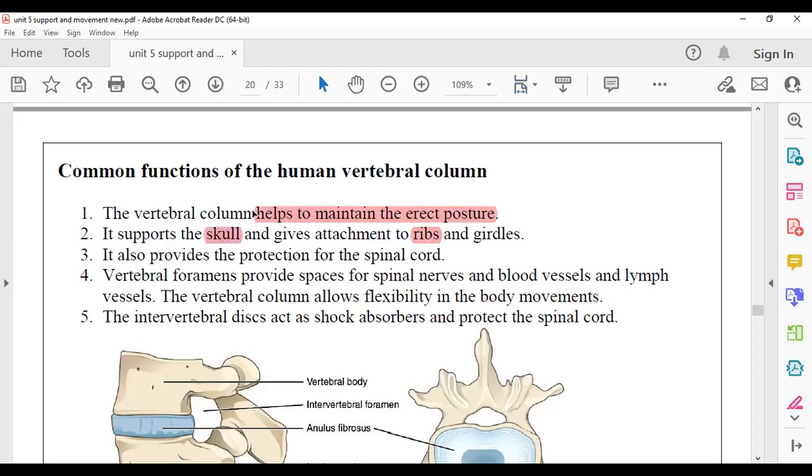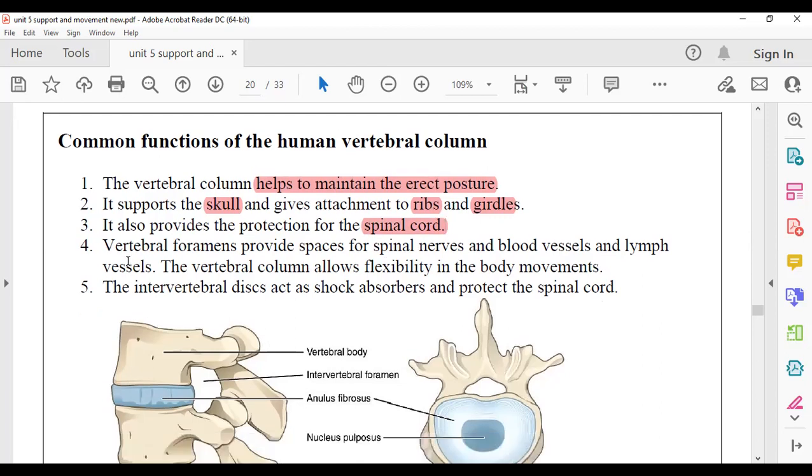What are the vertebrae supporting the skull? Cervical vertebrae. And girdles. What is the girdle supported by the vertebral column? Pelvic girdle. Who supports it? Sacrum. And through the vertebral foramen, who travels? Spinal cord.